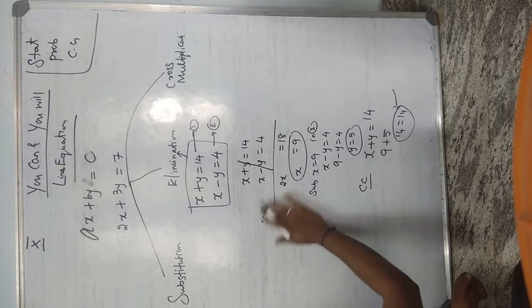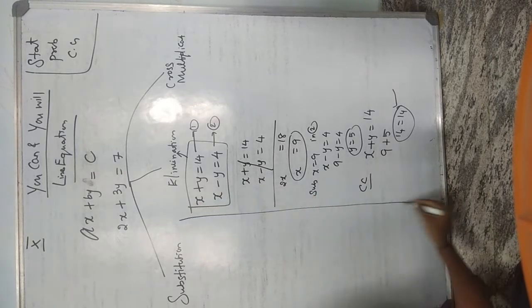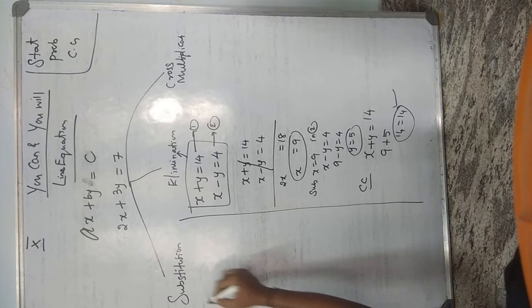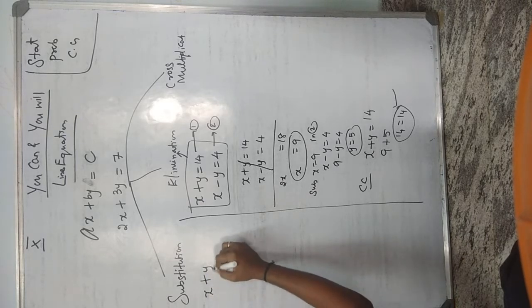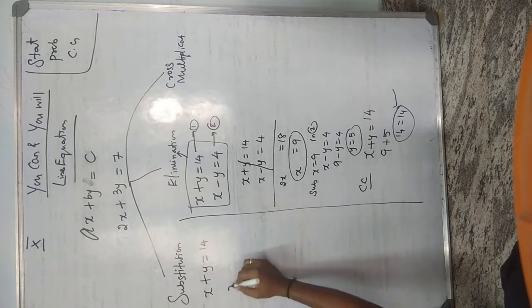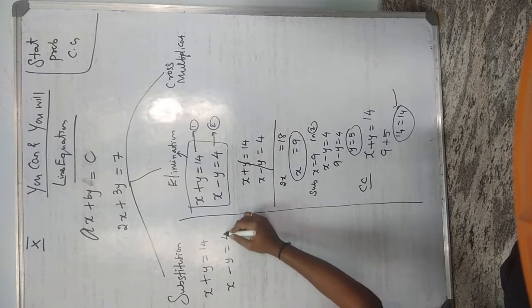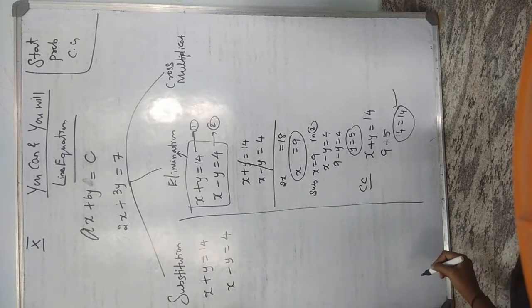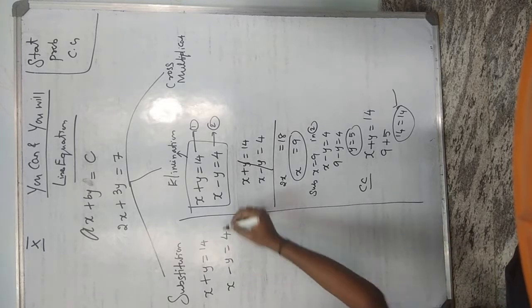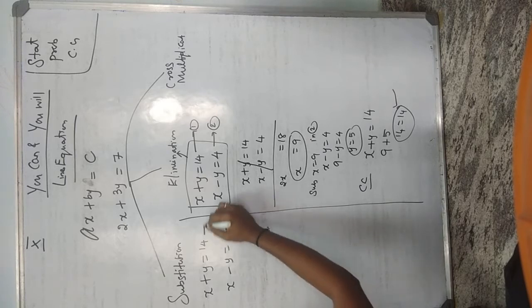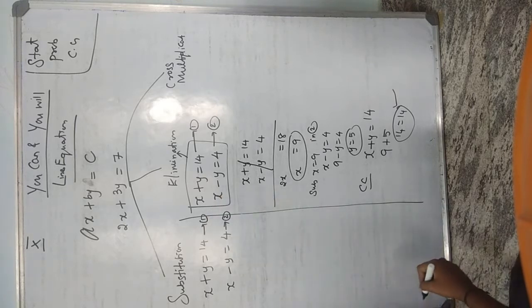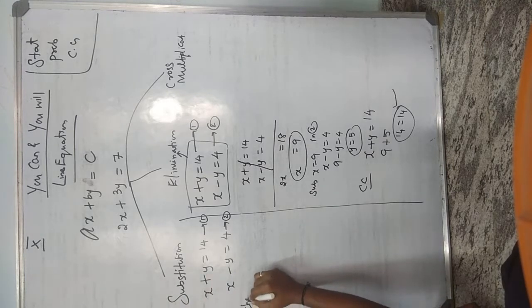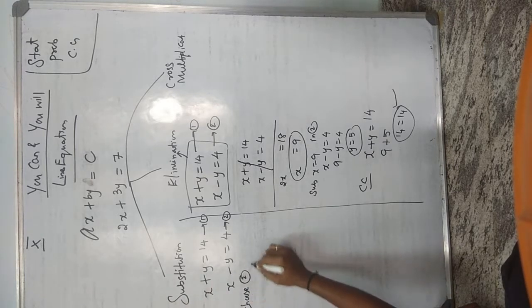I'll take the same sum to do in the substitution method. You have to get the same answer. Substitution method. x plus y equal to 14, x minus y equal to 4. Choose any one easiest equation. This is a small number. I'll choose the second equation to substitute. In place of x, something else should go. So I'll choose the second equation.